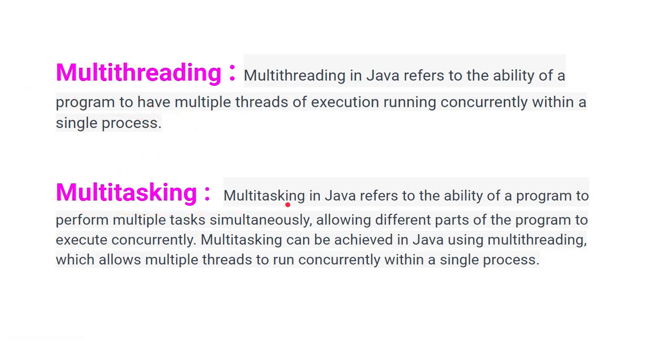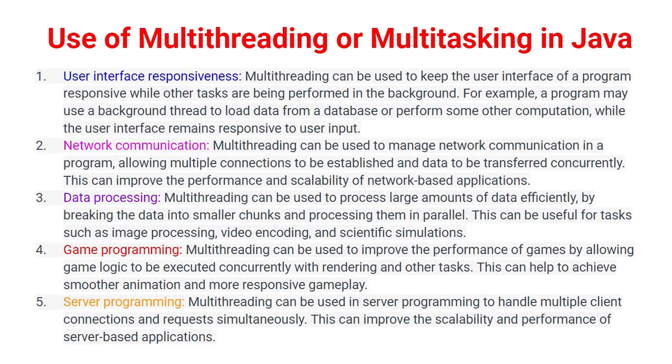Multitasking in Java refers to the ability of a program to perform multiple tasks simultaneously, allowing different parts of the program to execute concurrently. Multitasking can be achieved in Java using multi-threading, which allows multiple threads to run concurrently within a single process. So I hope you understood. This is the difference between multi-threading and multitasking. You can pause the video and just learn it.